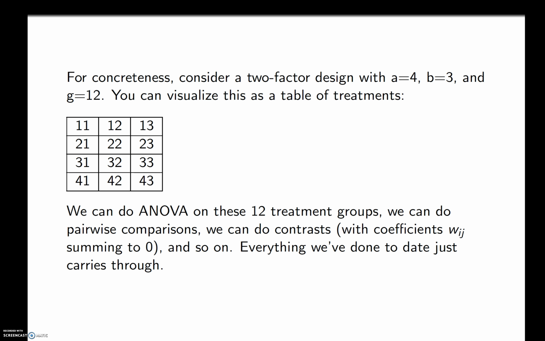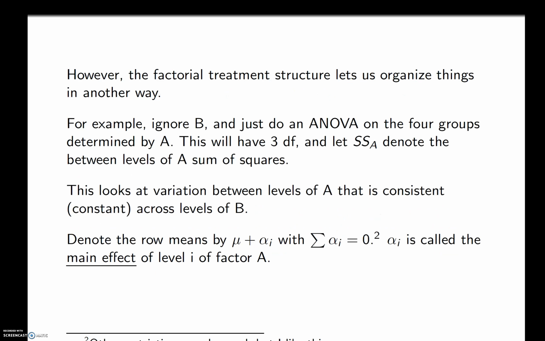We could do our pairwise comparisons. We could do everything just like we've done so far. And it wouldn't be wrong. It may just not be the best way to do it. What's nice about a factorial treatment structure is that it lets us think about the results in a different way.